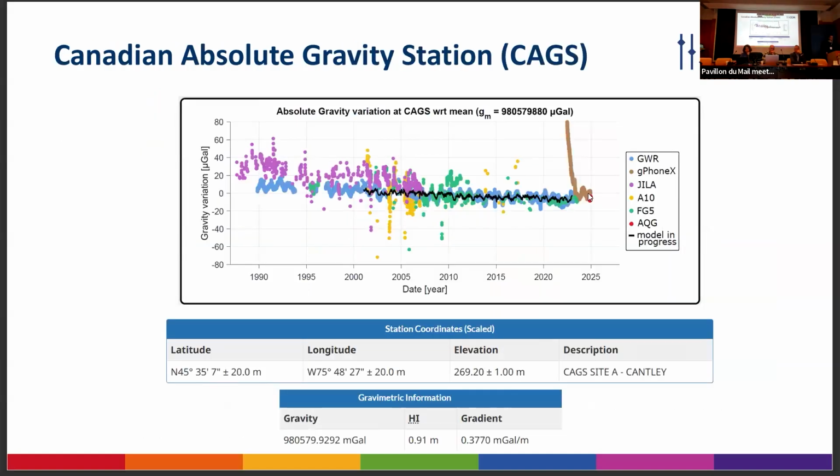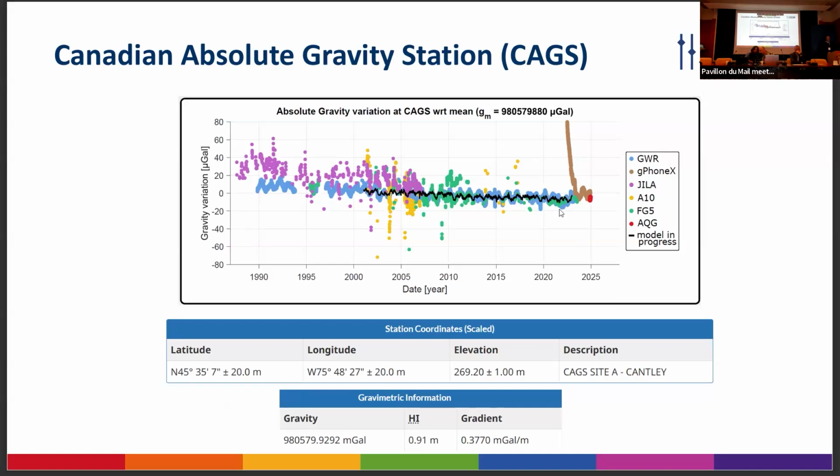So this is the long-term measurements from the Canadian Absolute Gravity site. This is about 30 kilometers from NRC, where our Kibble balance is. And they've been monitoring it using various instruments for quite some time. The main one is this superconducting gravimeter that provides these curves here, but this black one is the model that they've been working on developing, which aggregates all the data that they have.